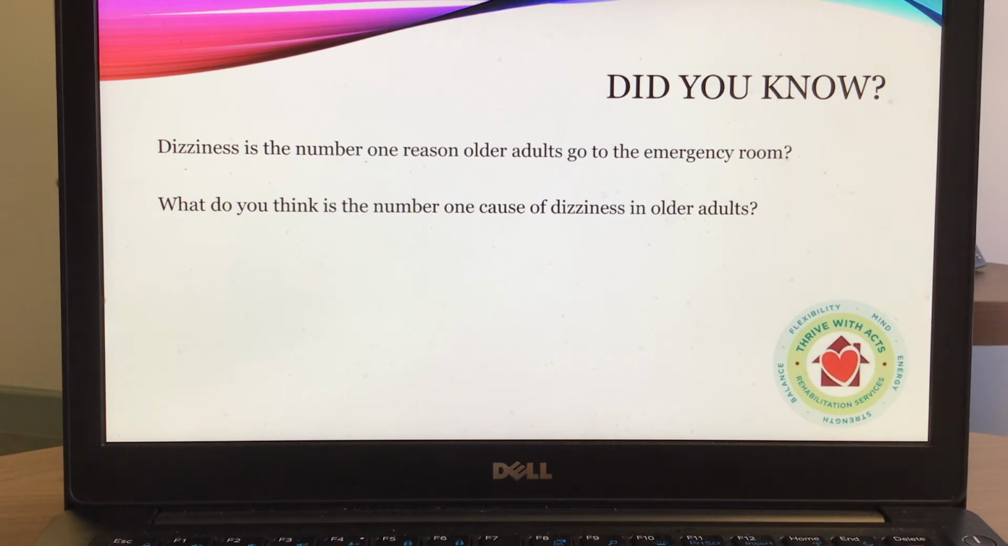Did you know that dizziness is the number one reason that older adults go to the emergency room? Dizziness is very common, but we want you to understand that it is not normal. What do you think is the number one cause of dizziness in older adults? It is medication side effects.